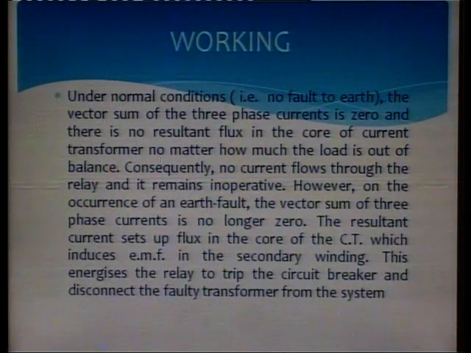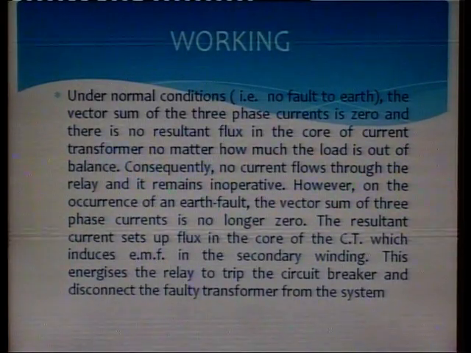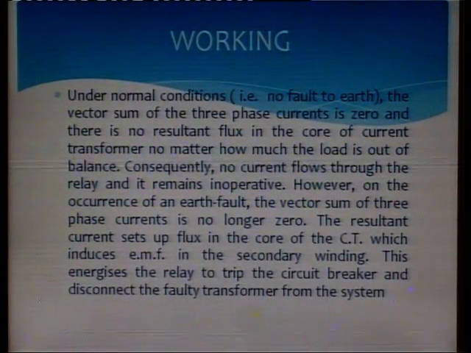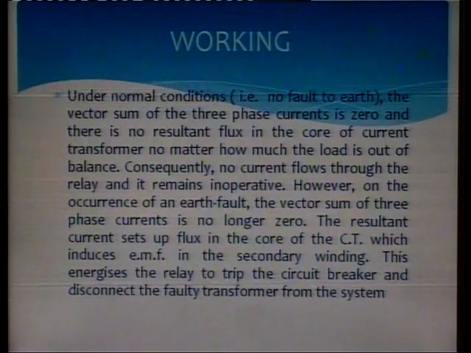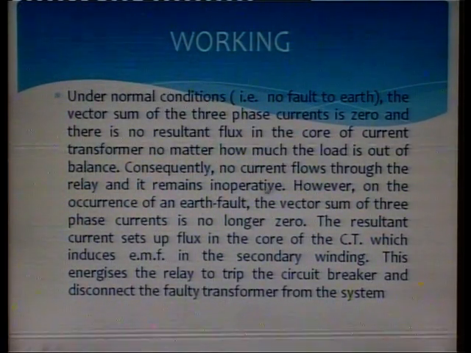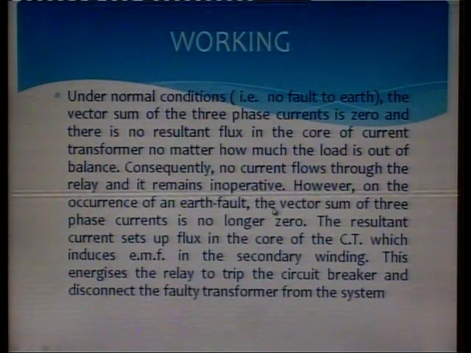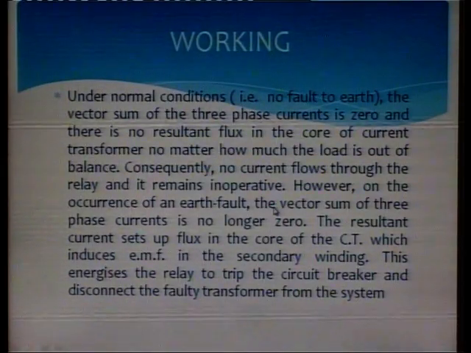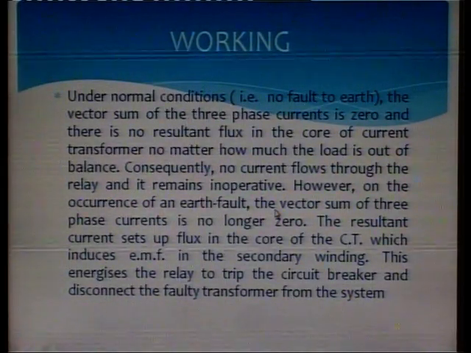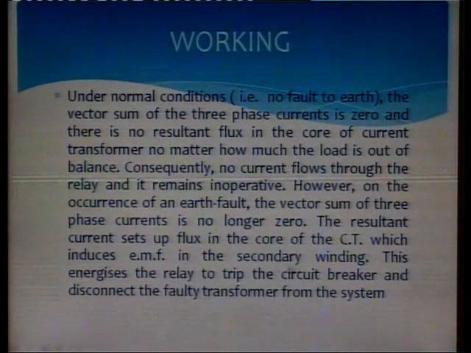However, on the occurrence of the earth fault, the vector sum of three phase currents is no longer 0. Now we can say that whenever an earth fault occurs in the transformer, then IA plus IB plus IC will not be equal to 0. So, that resultant current sets up flux in the core of the CT which induces EMF in the secondary winding.